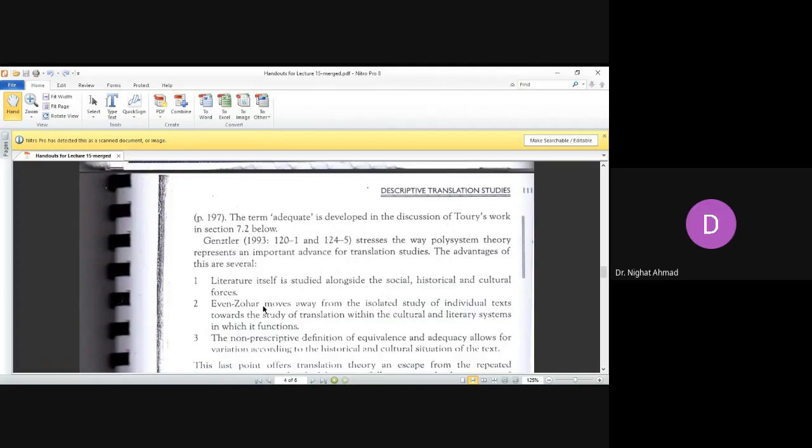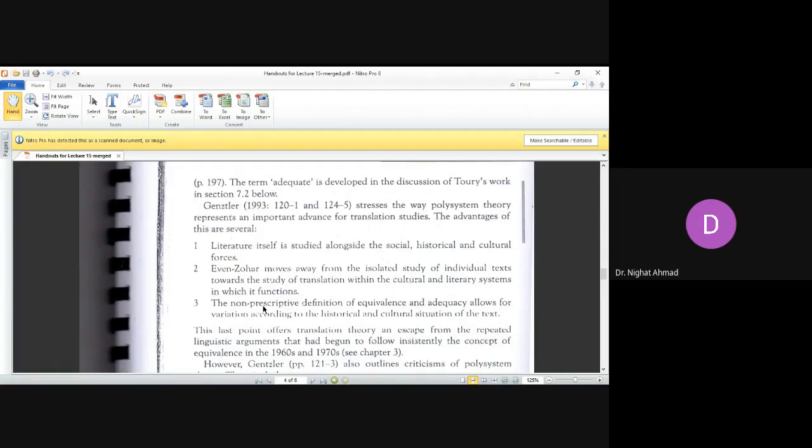Gideon Toury stresses the very way the polysystem theory represents an important advance for translation. Let's see, he says that there are certain advantages in this system. Let's see what the advantages are. Number one, literature itself is studied alongside the social, historical, and cultural forces.